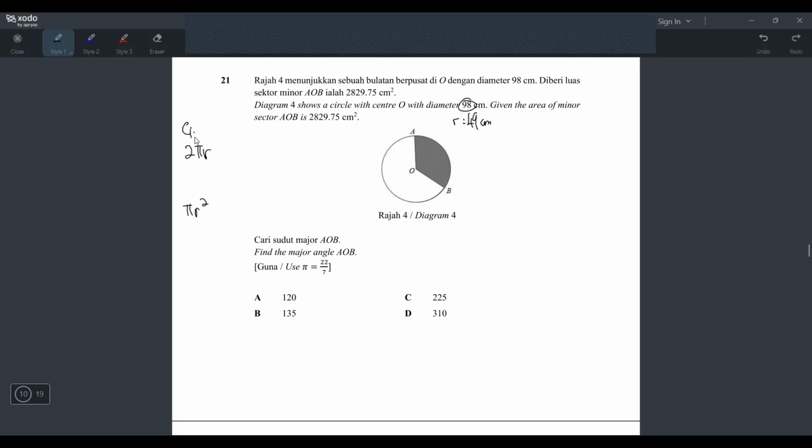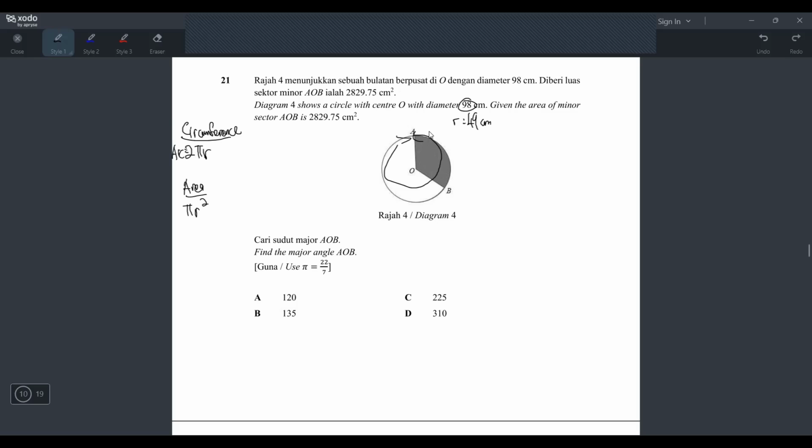If you want to find the circumference, circumference means the lilitan for the whole circle. This one you call lilitan, right? So if I want to find the lilitan for the whole circle, I will use 2 pi r. If I want to find the area of the whole circle, I will use pi r square. But what if I want to find the arc? Arc is actually just part of the circumference.